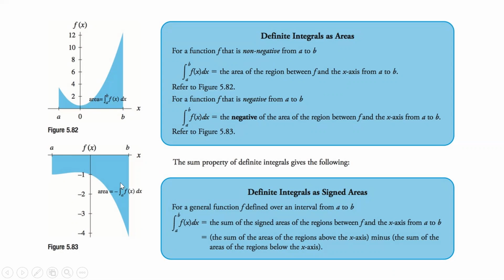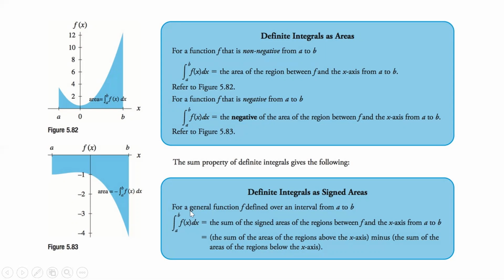Now, what if we have a negative part? So if it's going below that x-axis. So here, the integral from a to b is going to be the negative area of the region between f of a and f of b, and between that and the x-axis. So it's going to be a negative value. So we can see it's a negative integral from a to b of f of x dx. Okay, so it's going to be a negative value.